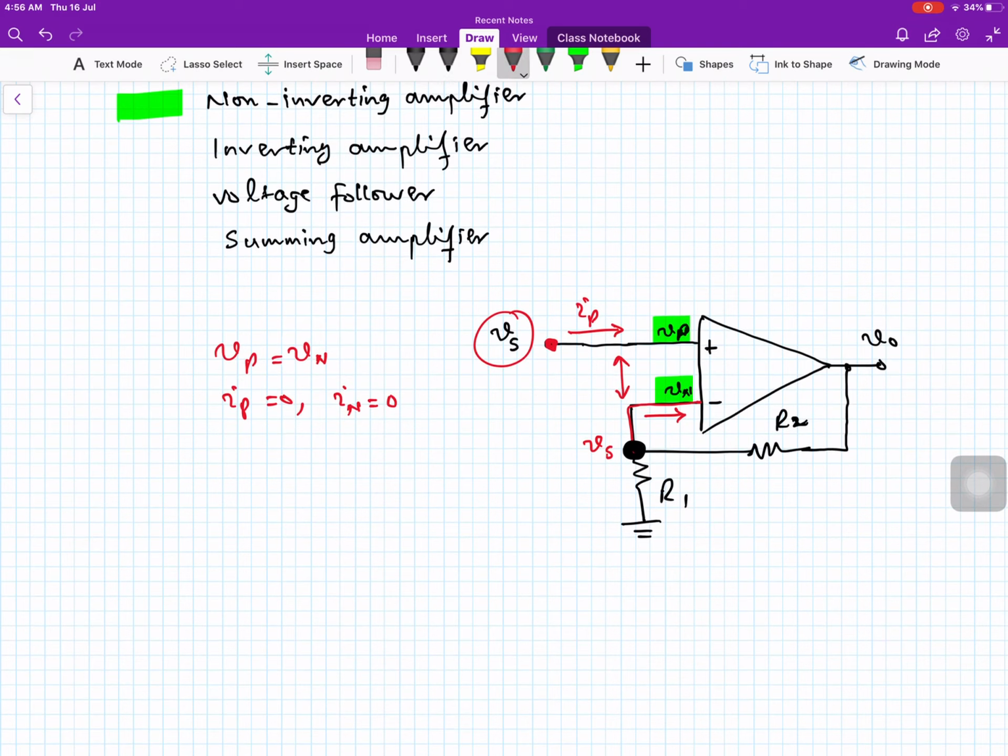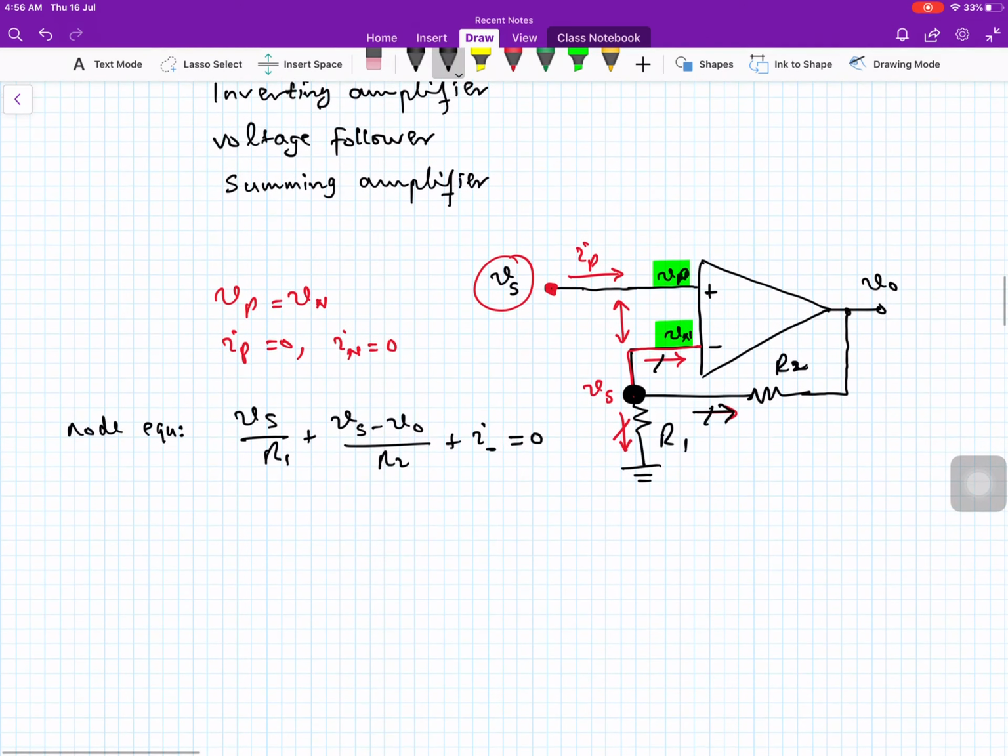Writing the node equation: from the previous lectures, you know what this current is. This current is Vs divided by R1. And what is this current? Due to the direction of this current, this is Vs minus Vo divided by R2. Plus there is another current, the current I entering the inverting input, and this is equal to 0. So we have written the node equation. Now, what is our assumption? Our assumption is that this I inverting is equal to 0.